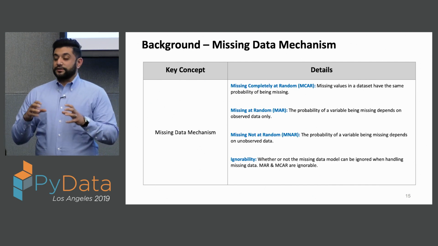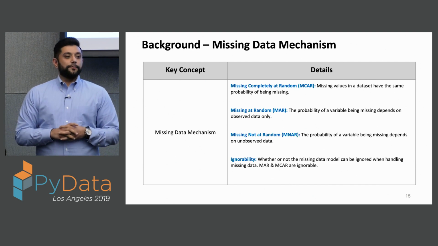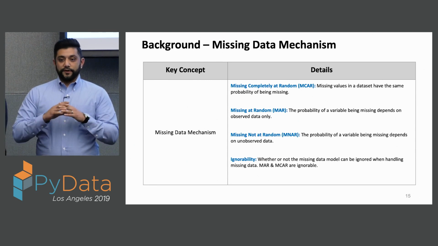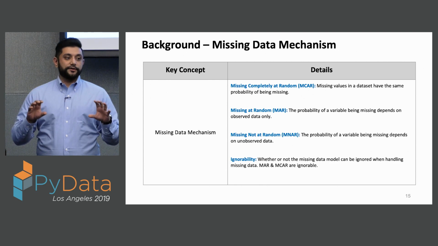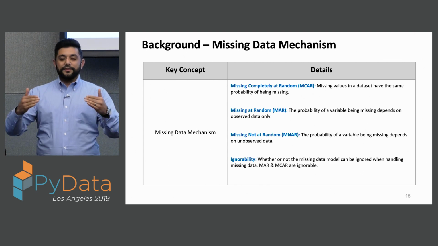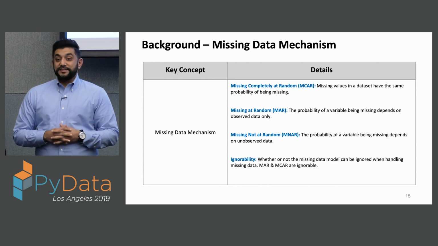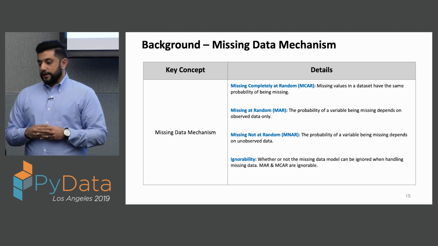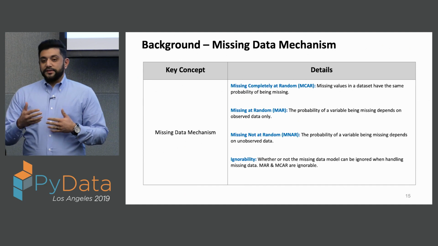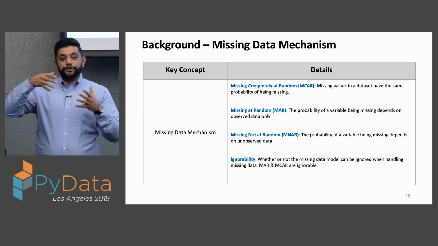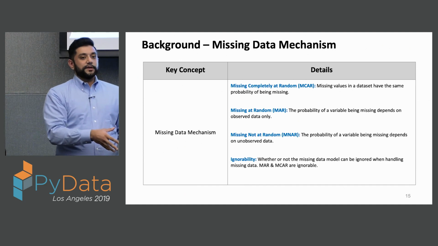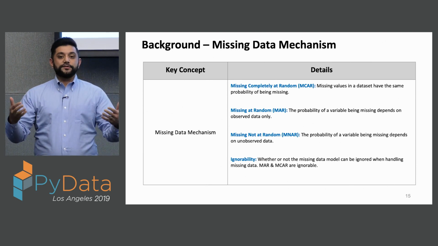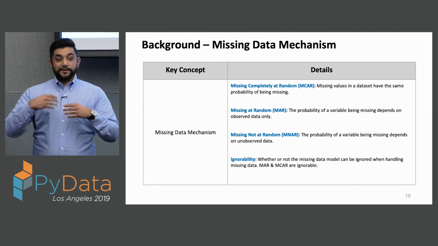MCAR is a very strict condition, and most oftentimes in the real world we don't see this, but it is the starting point: MCAR data sets. The second and less strict is missing at random, MAR. This is focused on the probability of a variable being missing based on the actual observed variables themselves. It'll be easier when I go through the example to understand what this means, but for now, just take my word for it.